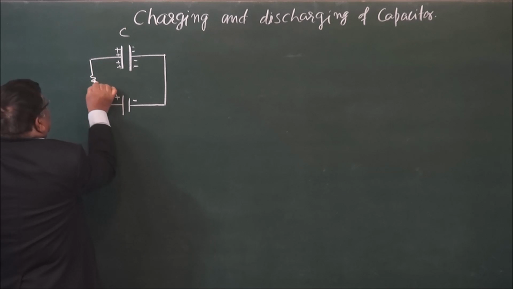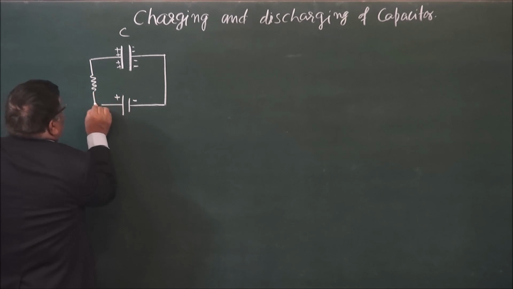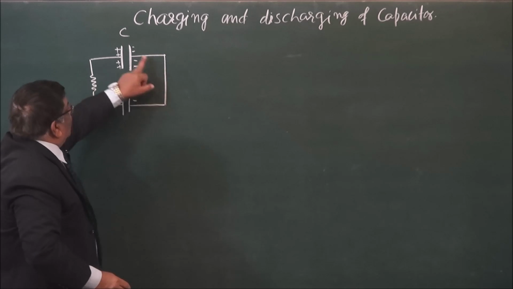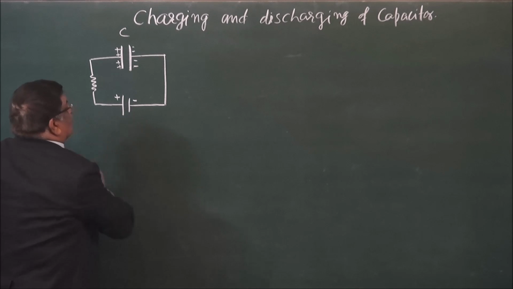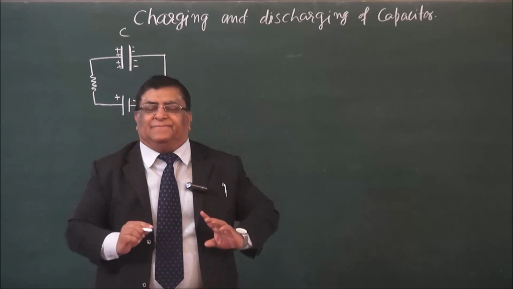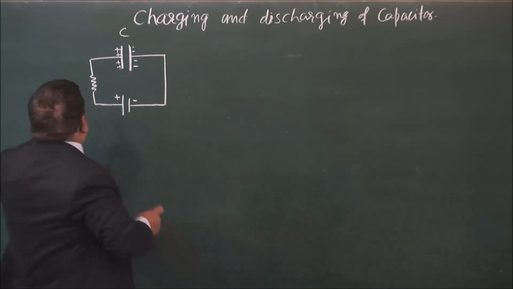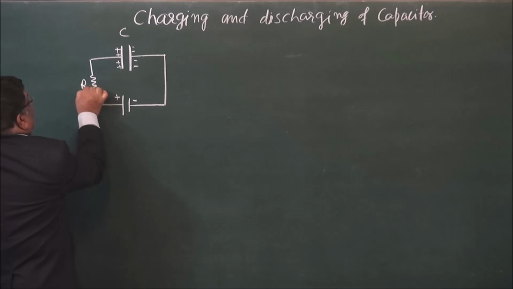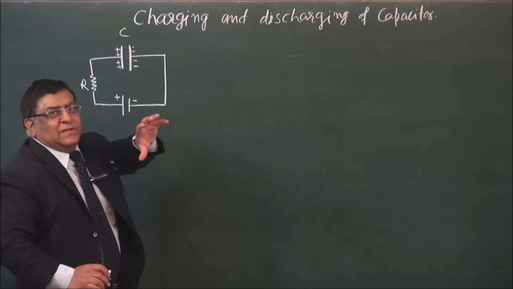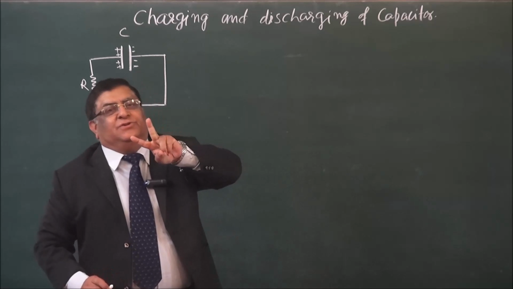I make a resistance here. This resistance represents the resistance in the connecting wires, the internal resistance of the cell, and any other resistance in that circuit. So that is represented by this resistance R. So when these charges are going there, what happens? We can understand the situation in two manners.